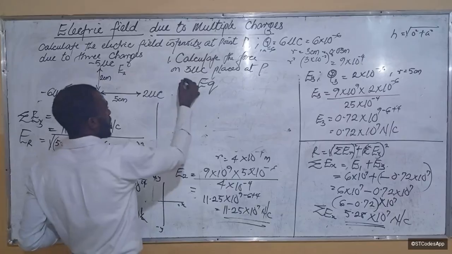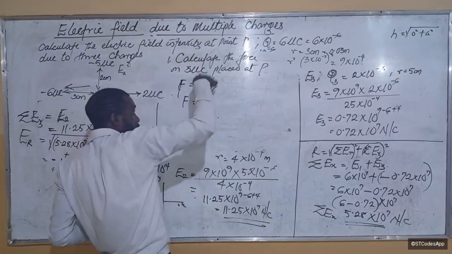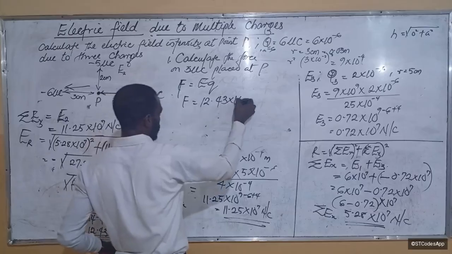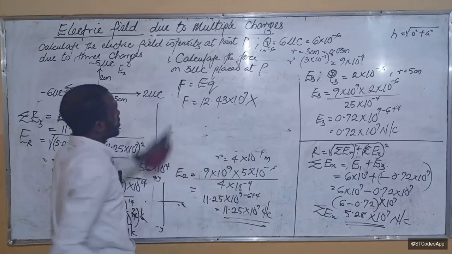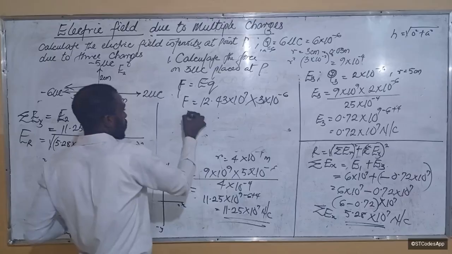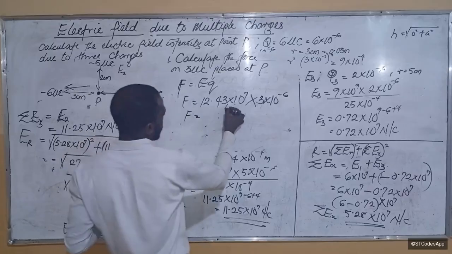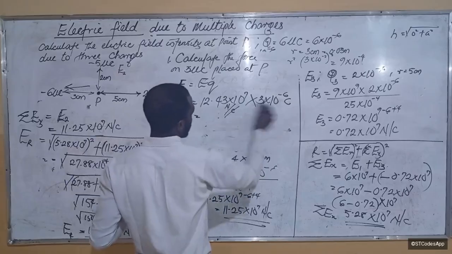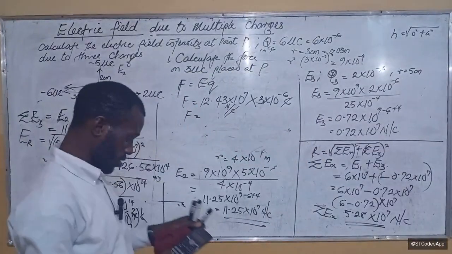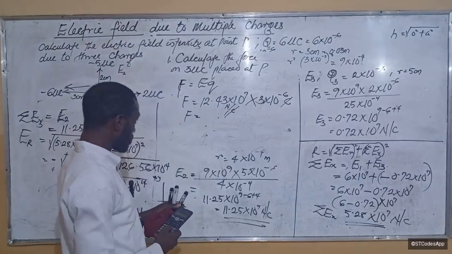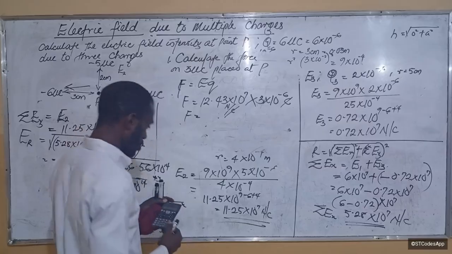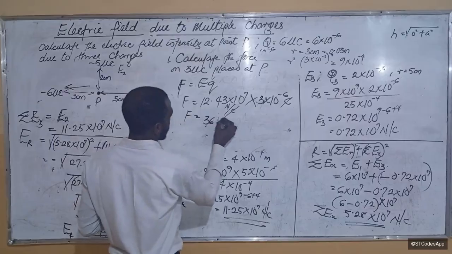Okay? So F therefore becomes, what's the electric field intensity at that point? It is 12.43 times 10 to the power 7 times the charge. This 3 microcoulomb will be 3 times 10 to the power minus 6. So force becomes, this one is Newton per coulomb, this one is coulomb. Coulomb cancels coulomb, so our answer will end up being Newton, right? So we have 12.43 times 3. That is 36.9. So the answer is 36.9.